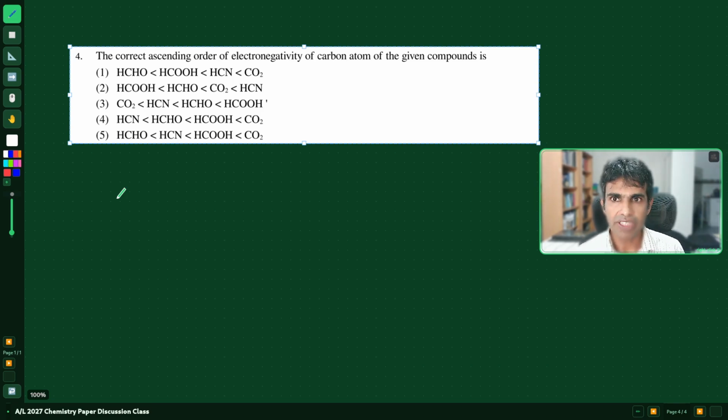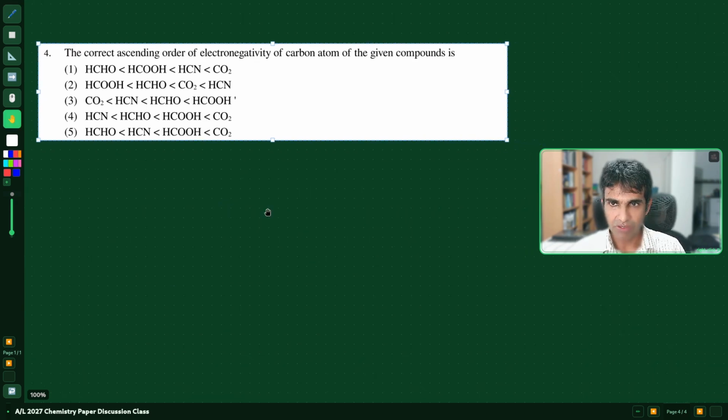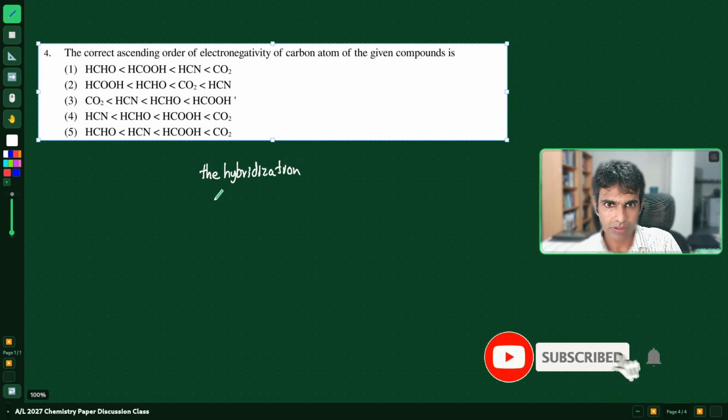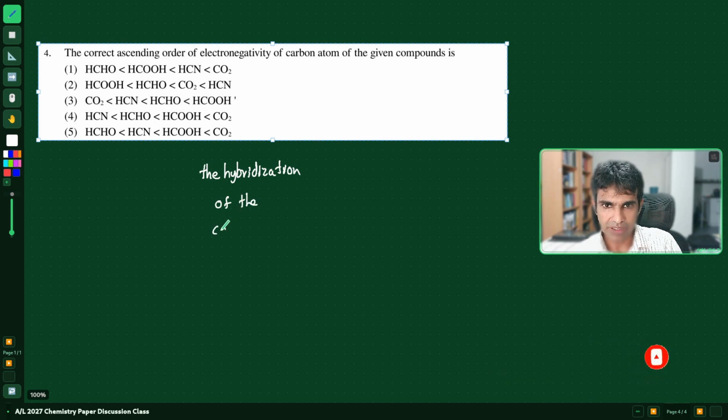Then we need to find the correct ascending order of electronegativity of carbon atom of the given compounds. Okay, so can you remember what are the factors that affect the electronegativity of an atom in a given compound? So the first factor is the hybridization of the atom, in this case of the carbon atom.